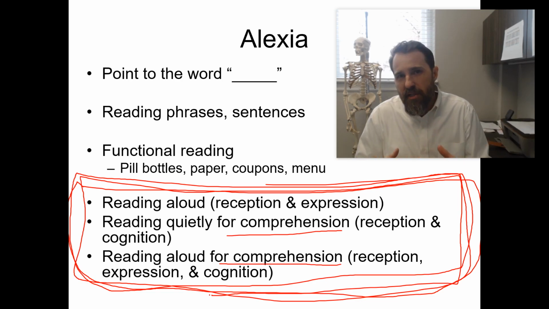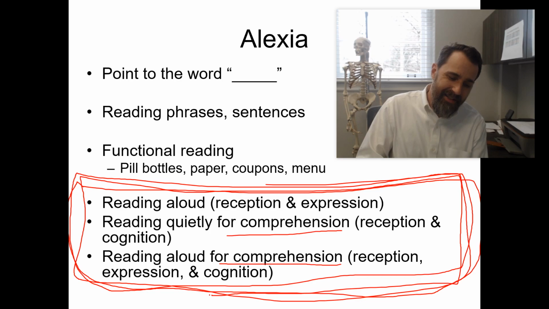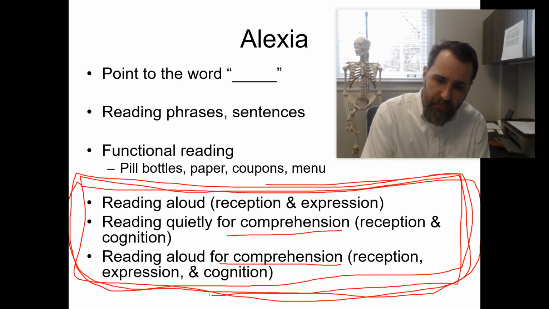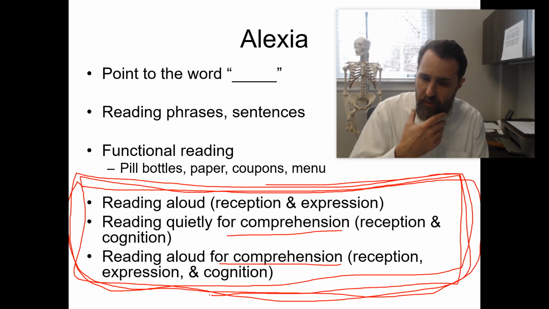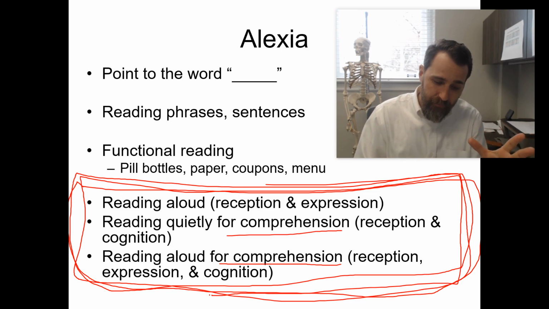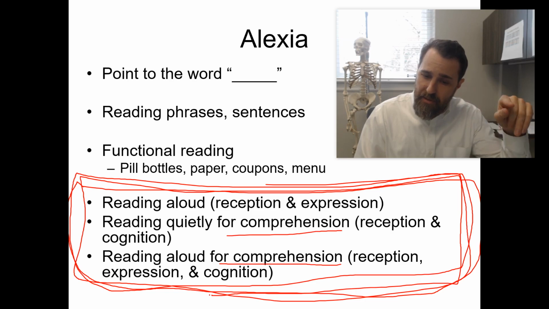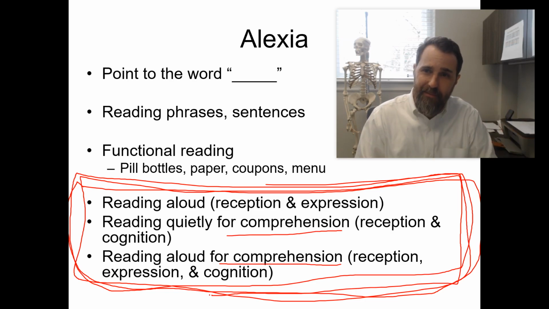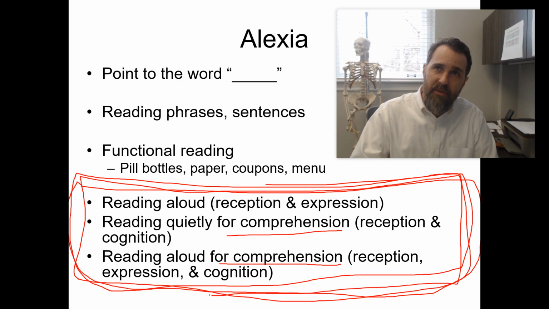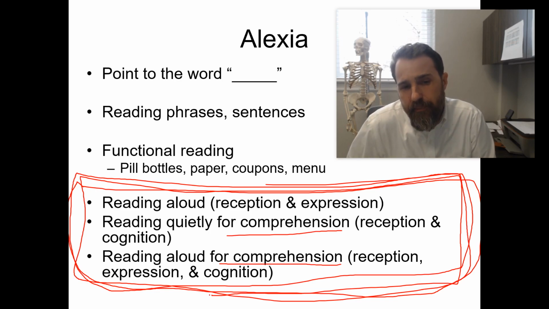So when a person is reading aloud, if they're doing it successfully, then they're showing you intact visual reception of language, and they're showing you intact verbal expression of those words that they're seeing. And that is enabled by an intact arcuate fasciculus running from the angular gyrus anteriorly to Broca's area. It allows you to say aloud verbatim the words that you see on the page.